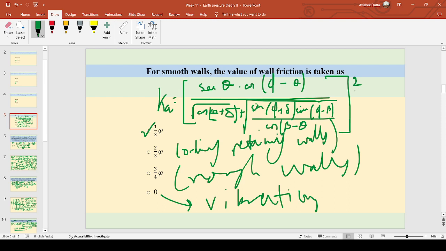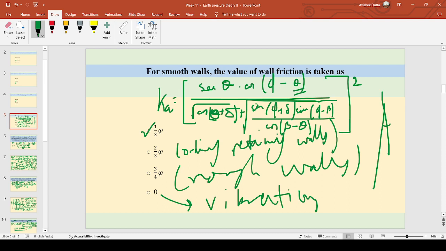Now what is the value of phi? Phi is the angle of internal friction. What is the value of beta? Beta is the angle made by the backfill, the angle of the surcharge with respect to the horizontal. What is theta? In sec theta cos phi minus theta, this is theta. And below cos theta plus del, this is theta. Theta is the angle made by the wall with respect to the vertical axis. Wait, I'll just confirm. You are saying horizontal, I'm saying vertical. Yes, vertical axis.